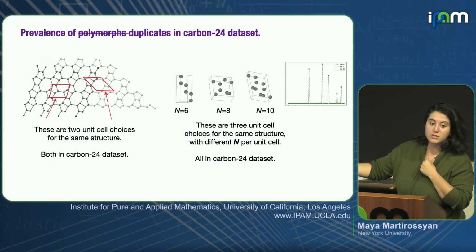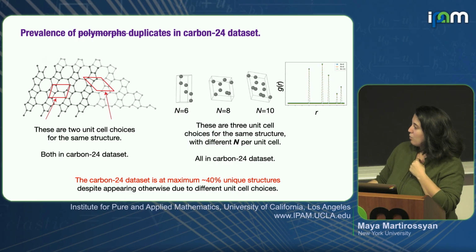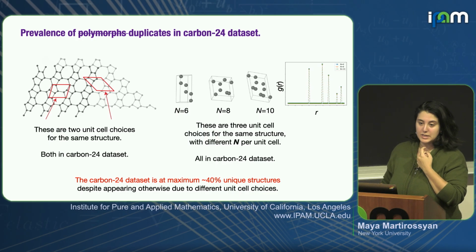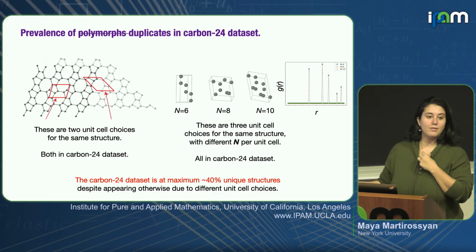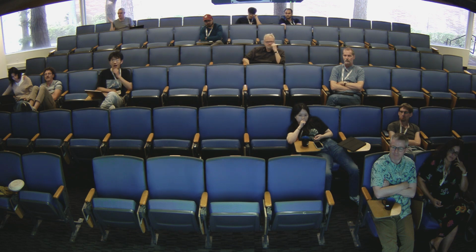For these three crystals, they're all the same. So what we noticed is that this data set is like maximum 40% unique. So we pruned it of that. Yeah. That's crazy, right? That's just an error. It's not due to DFT or anything.